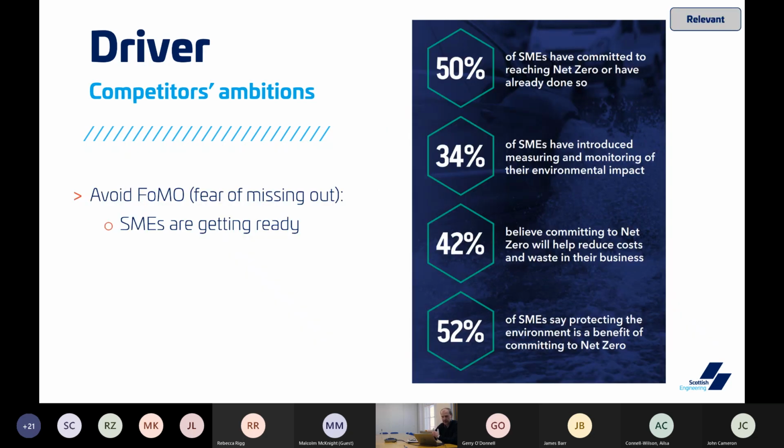Another driver is your competitors' ambitions. The fear of missing out: if you're not doing it, someone else will. And you can see here how 50% of SMEs have committed to reach net zero, or they have already done so, which is a huge amount. And then 34% of those have already got measures in place to measure their progress, communicate their progress and display their progress if needs be. So there is a big driver in the sense of your competitors, that's a rational why.